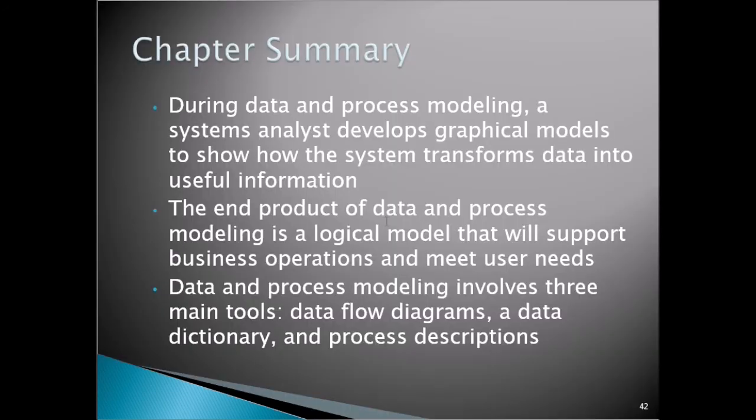So now let's go through our chapter summary. And this time I will go ahead and just read this off. During data and process modeling, a systems analyst develops graphical models to show how the system transforms data into useful information. The end product of the data and process modeling is a logical model that will be used to support the business operations and will meet the user needs. Data and process modeling involves three main tools: DFDs, data dictionaries, and process descriptions.